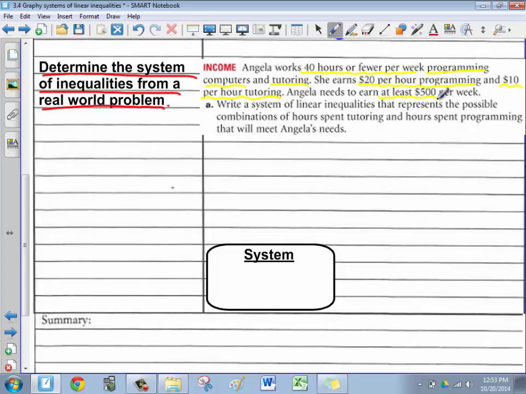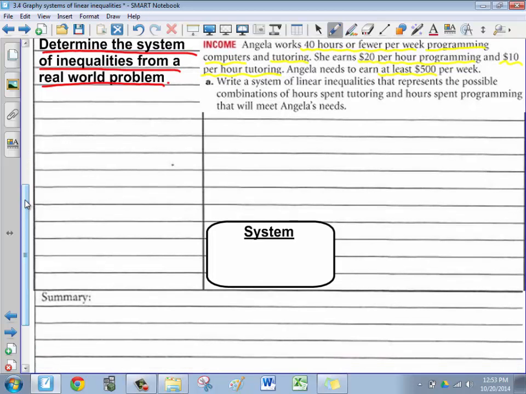Write a system of linear inequalities that represents the possible combination of hours spent tutoring and hours spent programming that will meet her needs. Well, now that we have the important information highlighted, we know what we're trying to do. We're trying to just set up the inequality. We're not going to solve it. Just set it up. Let's start by defining our variables.